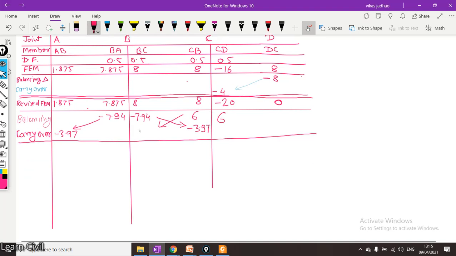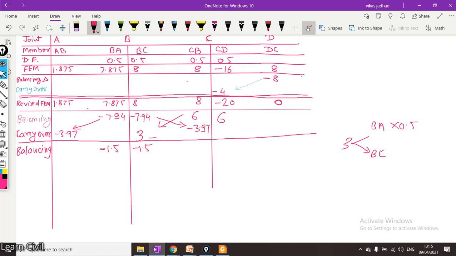Here it was 3. We again have some unbalanced moment of 3 here and minus 3.97 here. So again we will be doing balancing. Next step will be balancing. So here this 3 moment will be shared by BA and BC in proportion, multiplied by 0.5, but the sign will be different, so minus 1.5 here, minus 1.5 here.